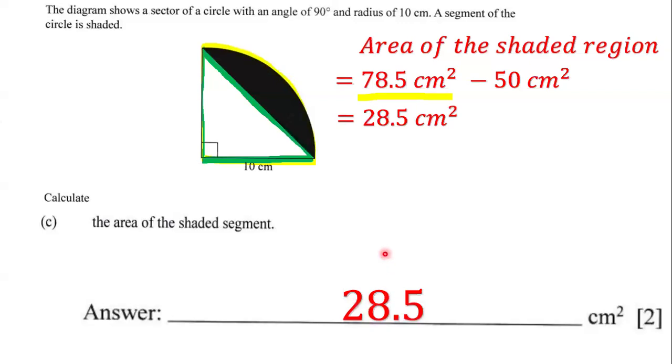So how do we get the area of the shaded segment? What did we do? Well, we subtracted 78.5 centimeters squared minus 50 centimeters squared, and that gave us 28.5 centimeters squared. And that's the area of the shaded region, or the area of the shaded segment. And so that's the answer for this question.